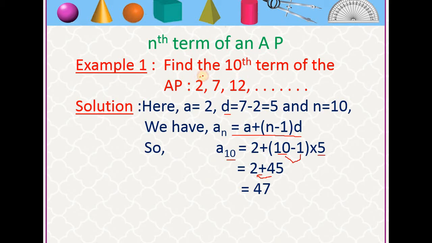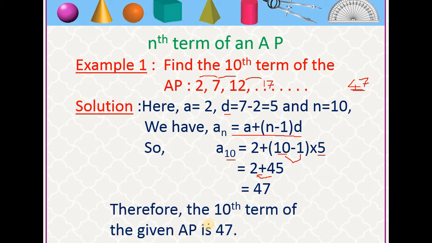If you add 2 plus 5, it is 7, again 7 plus 5 is equal to 12, again 12 plus 5 is equal to 17, like this. If you count like this, then the 10th term of this arithmetic progression is 47. This is how we can find the terms in an arithmetic progression. So we can write that the 10th term of the given arithmetic progression is 47.